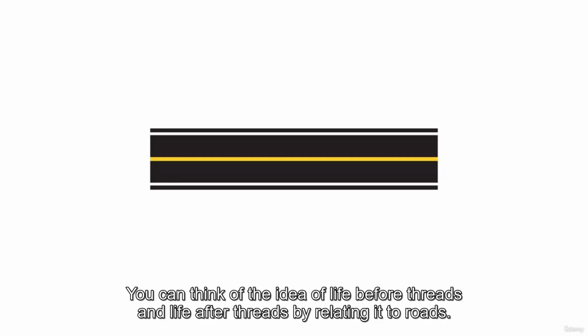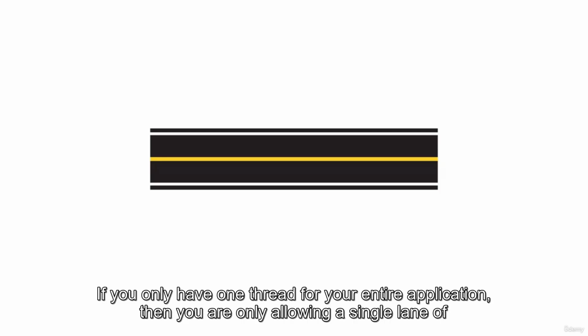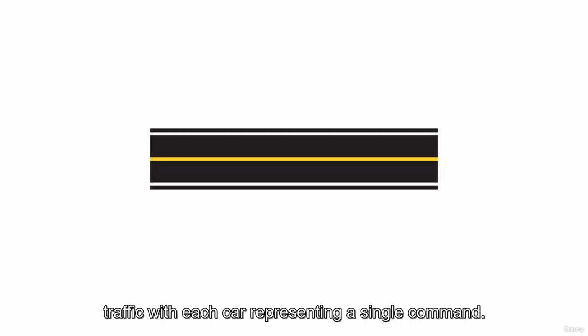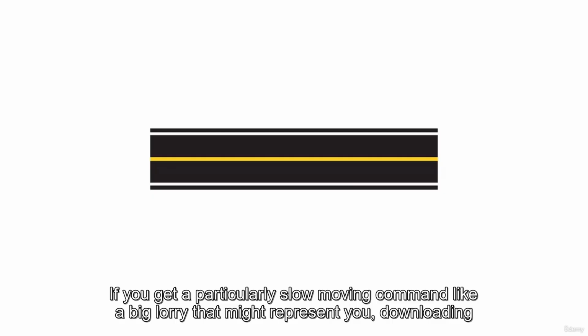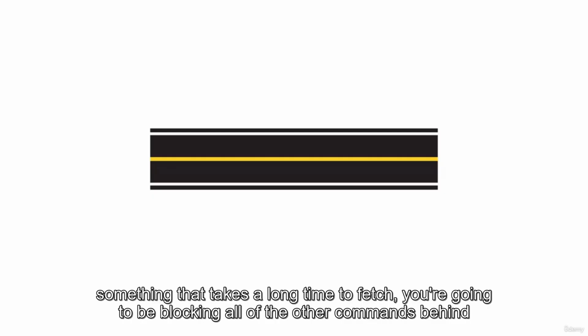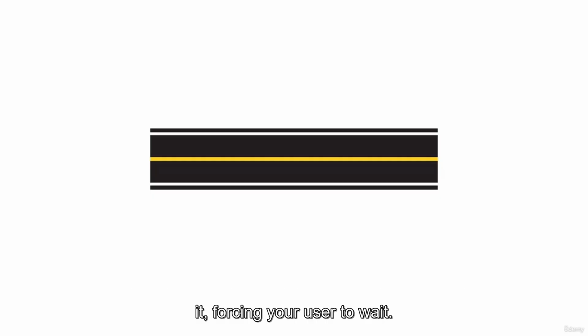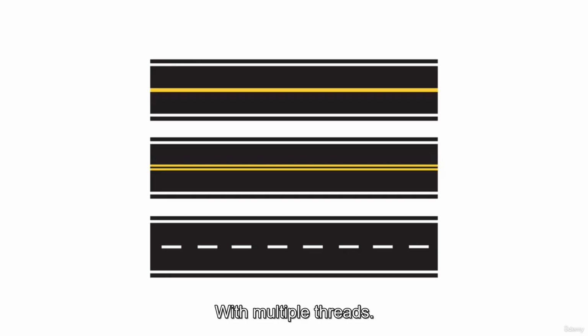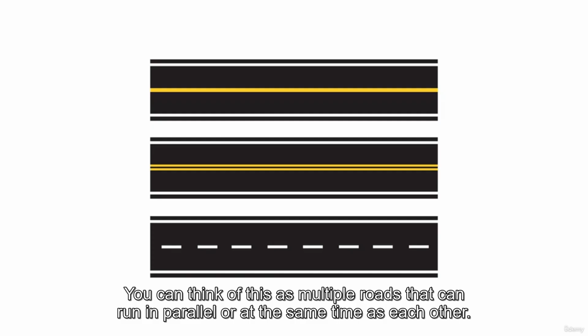You can think of the idea of life before threads and life after threads by relating it to roads. If you only have one thread for your entire application, then you're only allowing a single lane of traffic, with each car representing a single command. If you get a particularly slow-moving command, like a big lorry that might represent you downloading something that takes a long time to fetch, you're going to be blocking all of the other commands behind it, forcing the user to wait. It's quite inefficient. With multiple threads, you can think of this as multiple rows that can run in parallel or at the same time as each other.